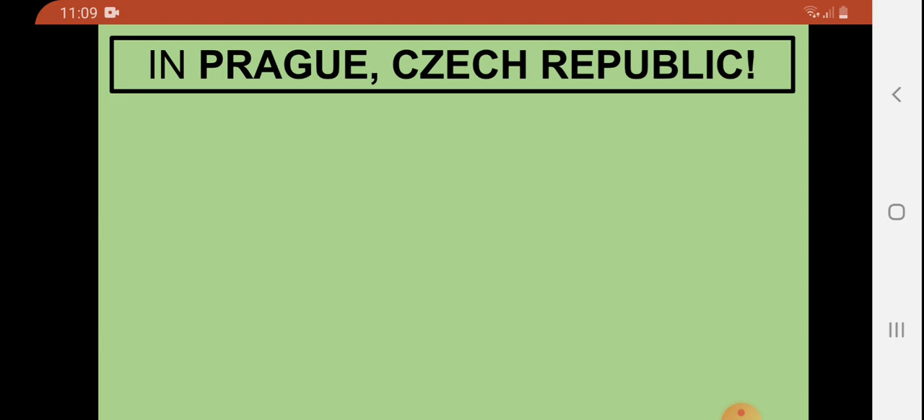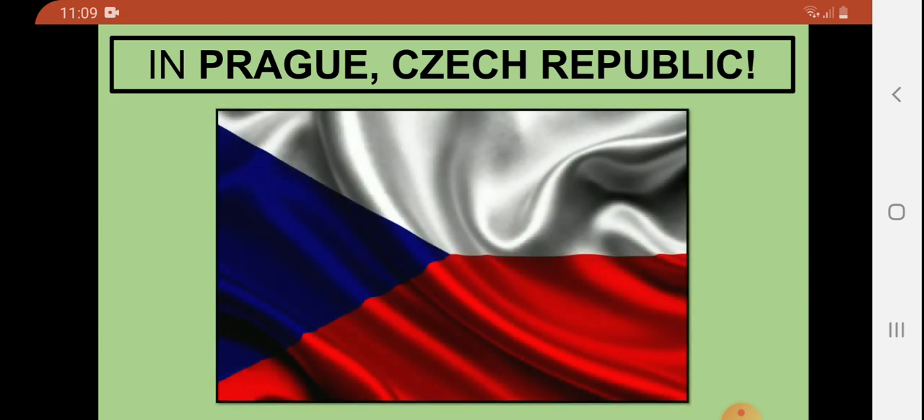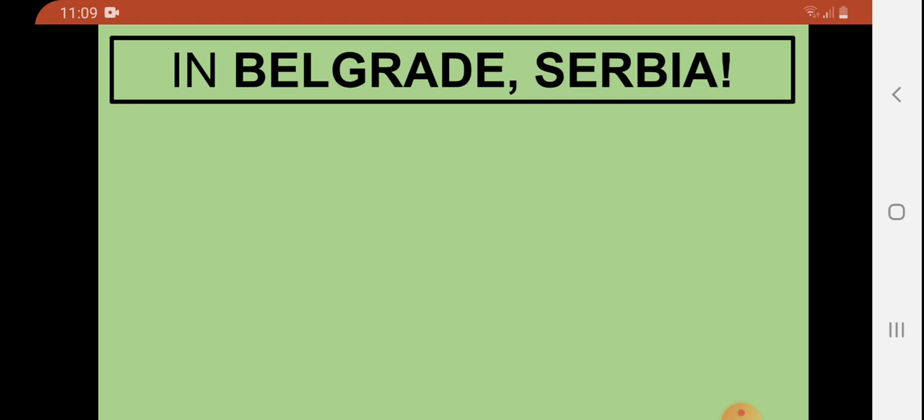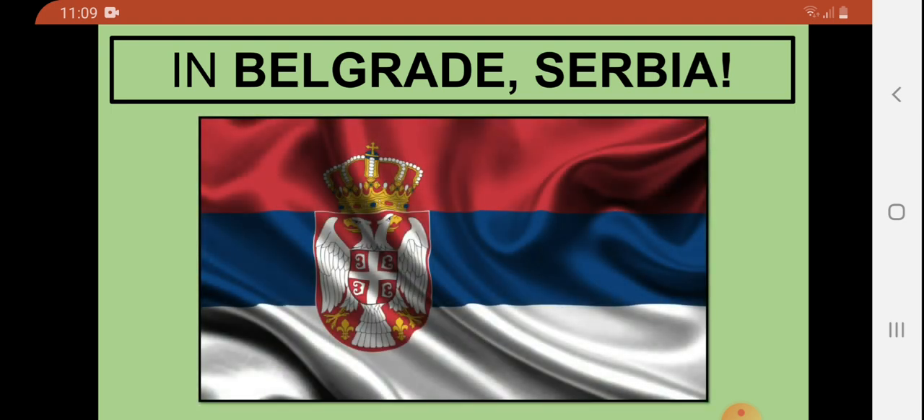This particular clock is found in Prague, the Czech Republic. This one, what we called in class the crazy clock, because the hour hand is doing what the minute hand should be doing, right? The other way around. This particular clock is found in Serbia, in Belgrade, the capital city of Serbia.